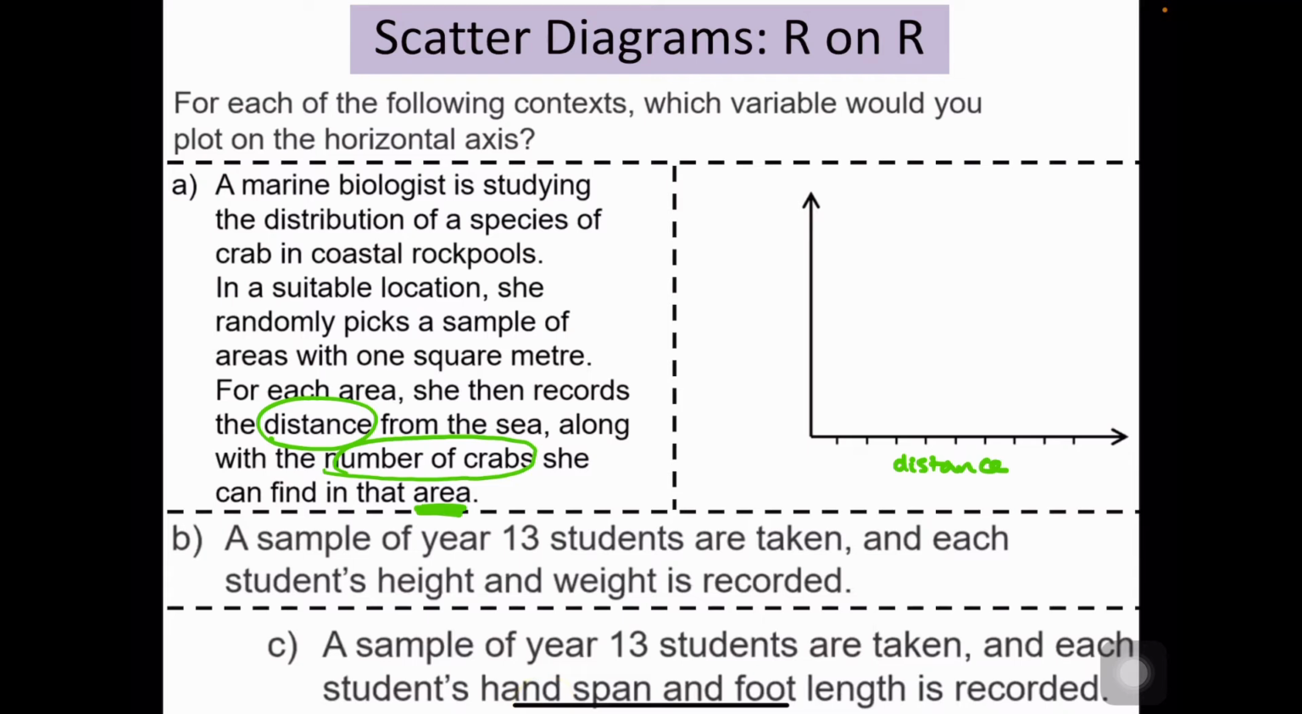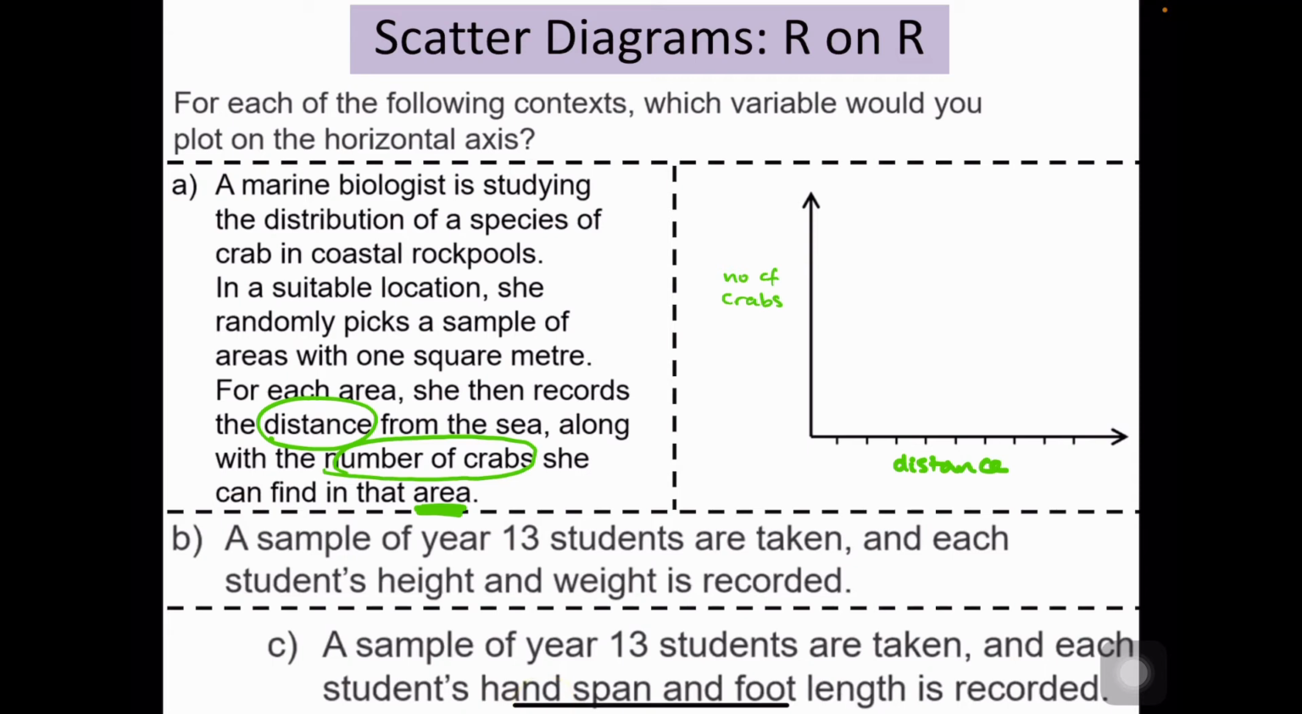I don't know much about crabs, but the closer you are to the sea, would you expect to see more crabs? You'd either expect to see more crabs or less crabs, and to be honest, I'm not the person to comment on that. So I don't know whether it will be a positive correlation or a negative correlation. However, the distance should have some sort of impact on the number of crabs. So the higher the distance, either the higher the number of crabs or the lower the number of crabs.